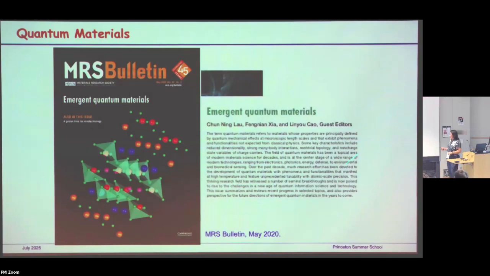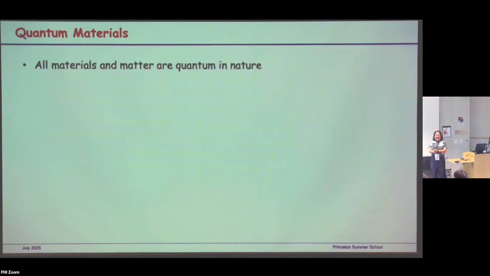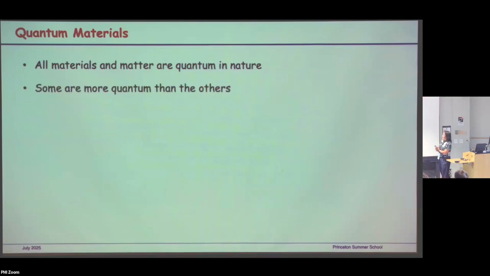This is a bulletin on emerging quantum materials that myself, Nian Xia, and Lin Chao guest edited back in 2020. What qualifies as quantum materials? Well, we can say that all materials are quantum in nature, because after all, they cannot exist without quantum mechanical interactions, the formation of band gaps, and so on. Everything starts with quantum. But some materials are more quantum than others.